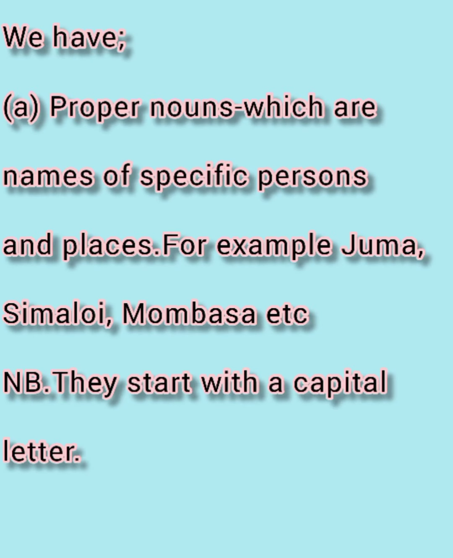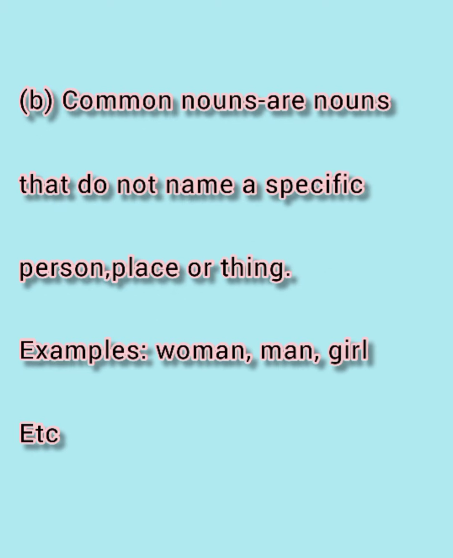And again, we have categories of nouns, which are the proper nouns. We have proper nouns which name a specific person or a place. Examples are given here. And again, they do start with a capital letter. We have another category of nouns, which are the common nouns. And these nouns do not name a specific person, place, or thing. I hope we are still together.